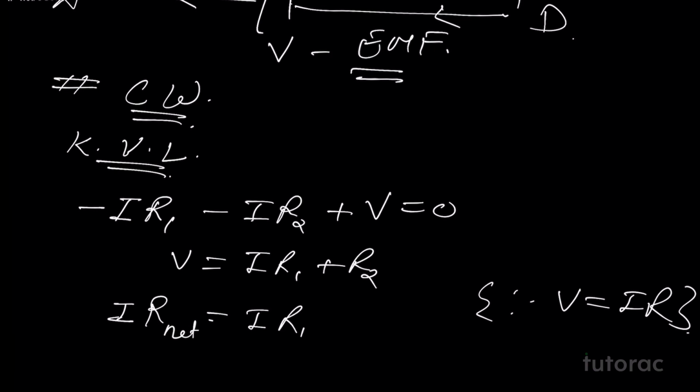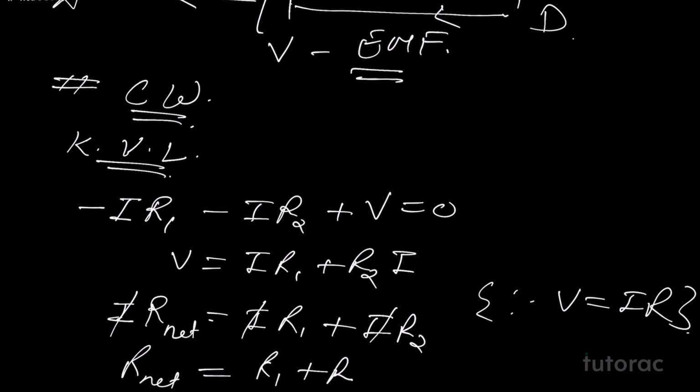Here IR1 and here we have I2, okay, IR2. Now, I can take I common and cancel it out from these terms. I'll get R net equals R1 plus R2. Means when the resistances are in series like this, you can directly sum them, R1 plus R2.